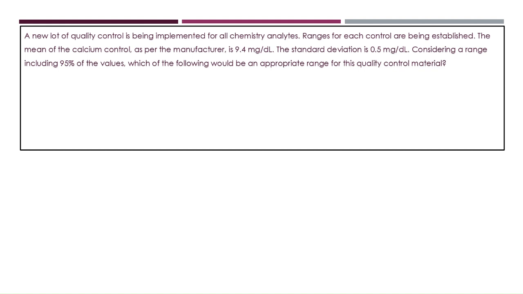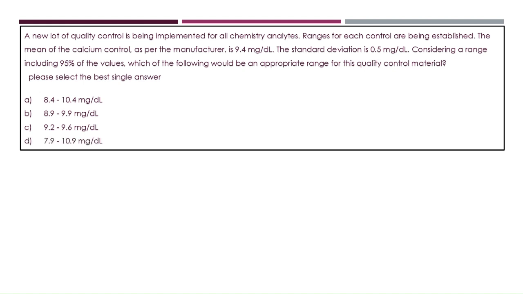Considering a range including 95% of the values, which of the following would be an appropriate range for this quality control material? Please select the best single answer. A. 8.4 to 10.4 mg/dL. B. 8.9 to 9.9 mg/dL. C. 9.2 to 9.6 mg/dL. D. 7.9 to 10.9 milligrams per deciliter.